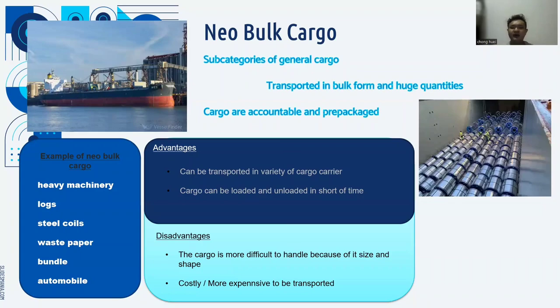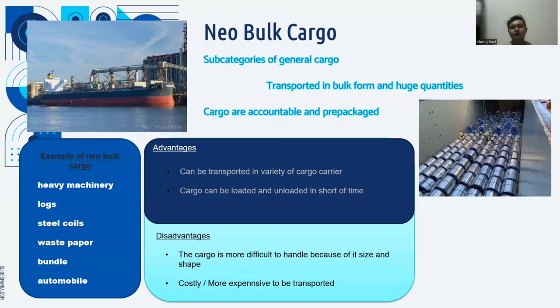So actually, near bulk cargo is more difficult to handle than bulk cargo because it can be irregular in size and also shape. This can make it more difficult to load and unload and can increase the risk of damage to the cargo. Not only that, it also increases the possibility of the worker being involved with a hazard, which may result in accident or injury.